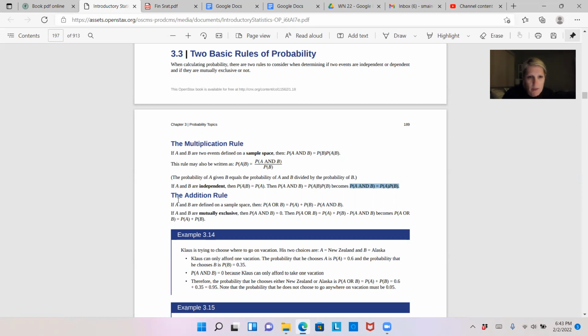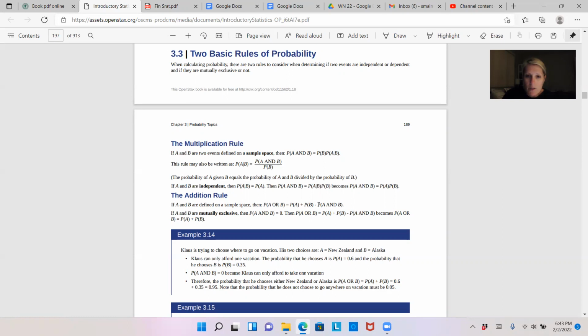We're also going to be using the addition rule. So the addition rule is the "or." If you hear that A and B are defined in a sample space, then we're looking at the "or" situation. The probability of A or B is the probability of A plus the probability of B minus the probability of A and B. And we talked in class about the probability of A and B being that overlap, if you can be in both A and B at the same time.